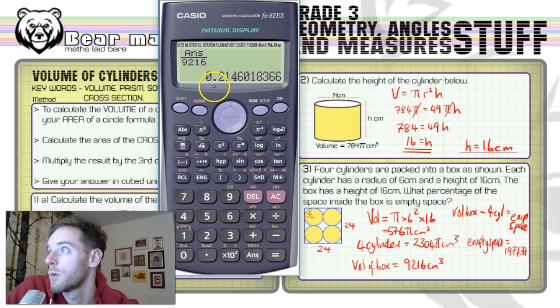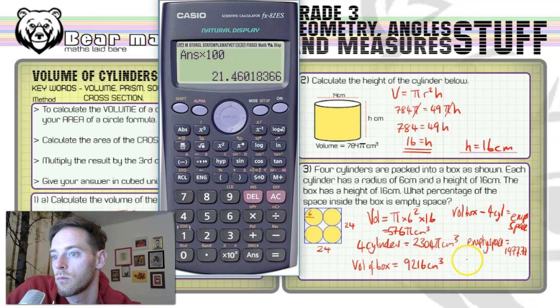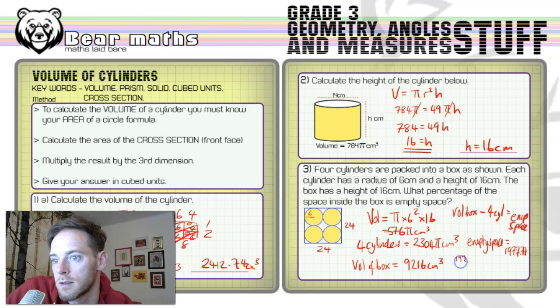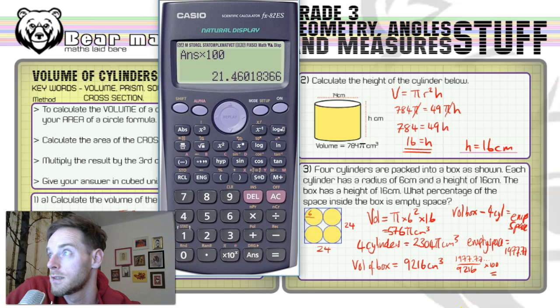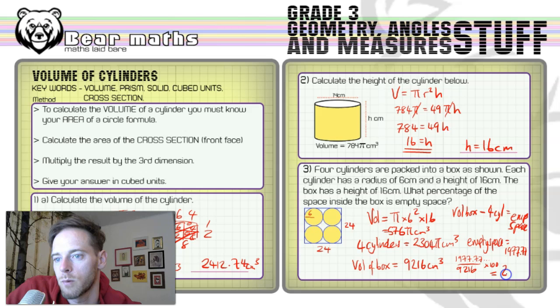That is our decimal answer, and we just multiply it by 100 to turn it into a percentage. So I'll just write down what I did there. 1977.77 out of 9216 multiplied by 100 equals the answer of 21.46. I'm going to put 21.5%. Round it to 1 dp. I think it was 21.46. So 21.5%. And that's our answer.